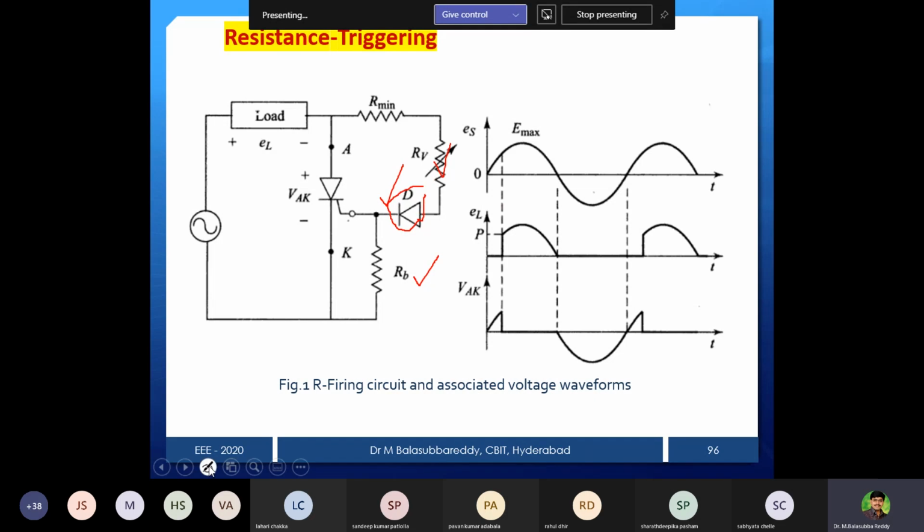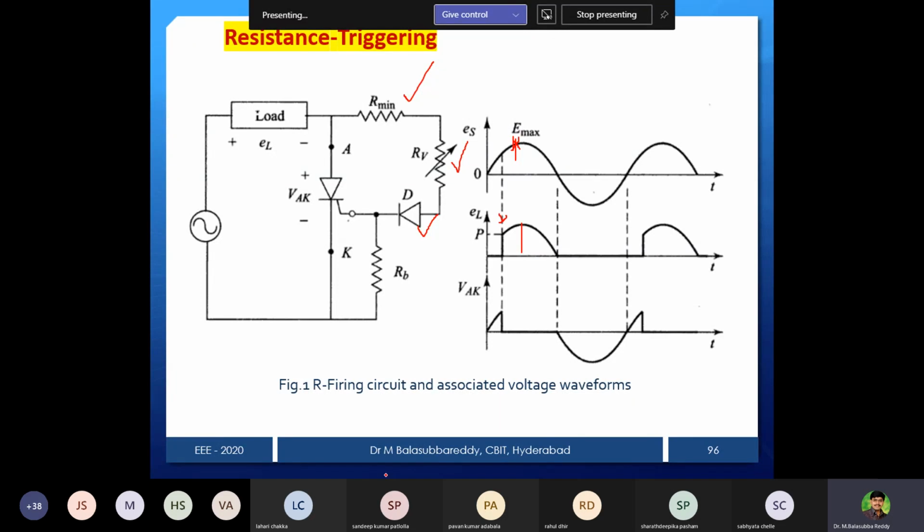If the circuit and waveform are correct, then the explanation is very simple. Explain why we are using R minimum, what RV is, and why we are using the diode. Simply draw the circuit. Whenever IG minimum is reached, the SCR is fired, and if you want to change alpha, the instant at which IG minimum is reached depends upon the RV value. You can change the RV value and the conduction changes automatically. Like that you can explain. And you can explain the drawbacks also.